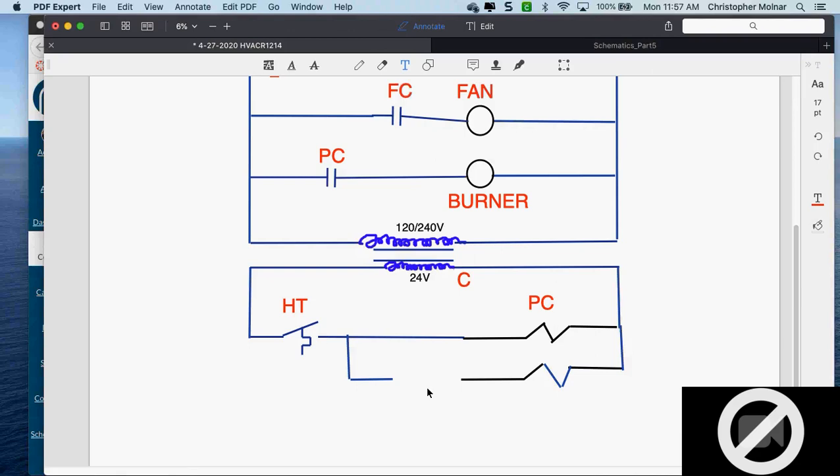Do I want my fan to come on as soon as the thermostat calls for heat? No. Why? Because there's not enough heat in the heat exchanger yet to blow it through the house. What will the customer feel if the fan comes on immediately? Cold air. They're going to feel a lot of cold air. So we want our furnace to heat up before we start blowing air around the room.